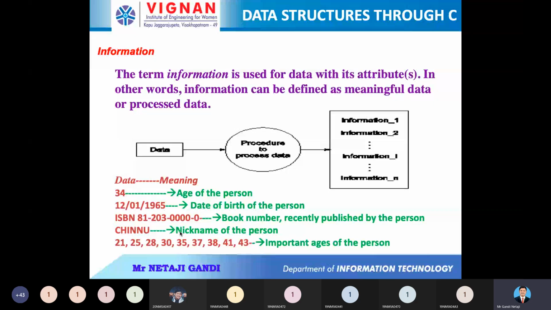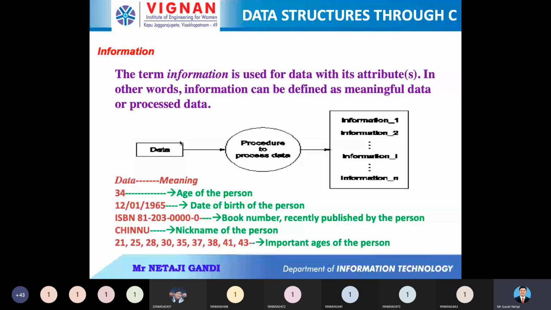Extracting data from the database is called information. Processing data is called information. That's why information is nothing but processing the attributes to generate information. Information is always meaningful. So we can play only Chiranjeevi songs, that is an information. You can select one particular hero, that is called meaningful information. That's why data and meaning.